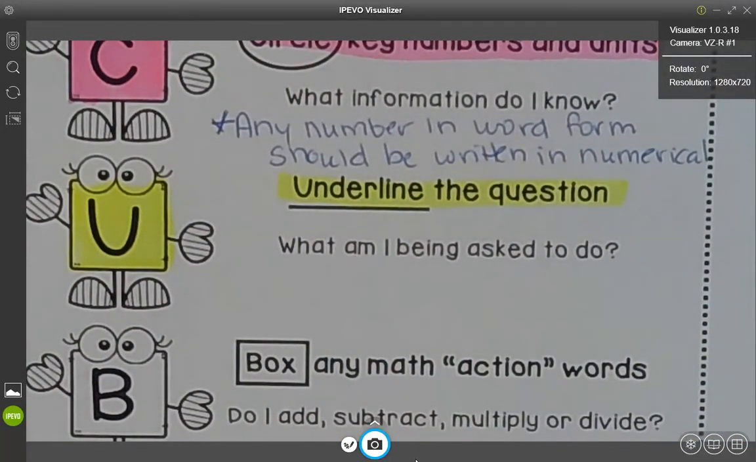Now I know that whenever we do the NC check-ins and EOGs, it's kind of hard to underline on the computer. However, you can always highlight. So it's kind of the same process. You would just highlight instead of doing the circles and the boxing and everything.